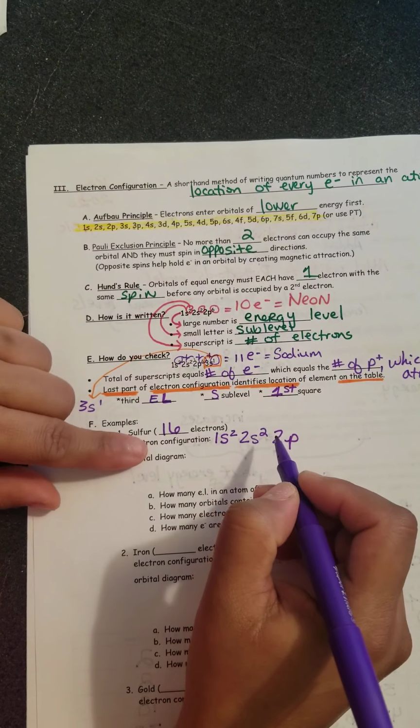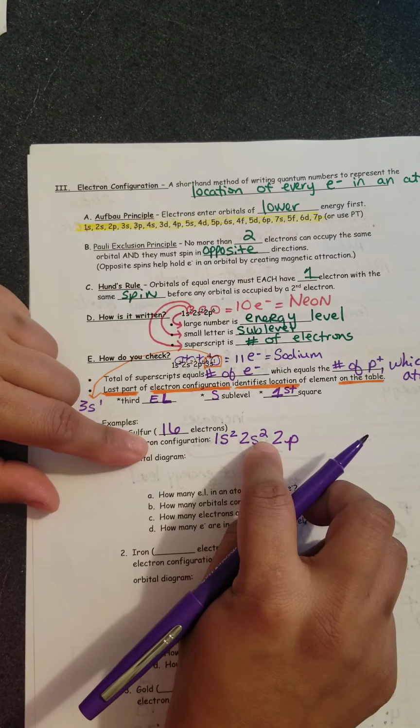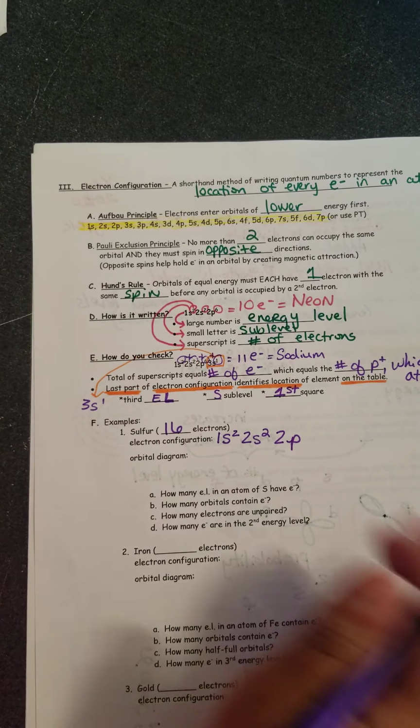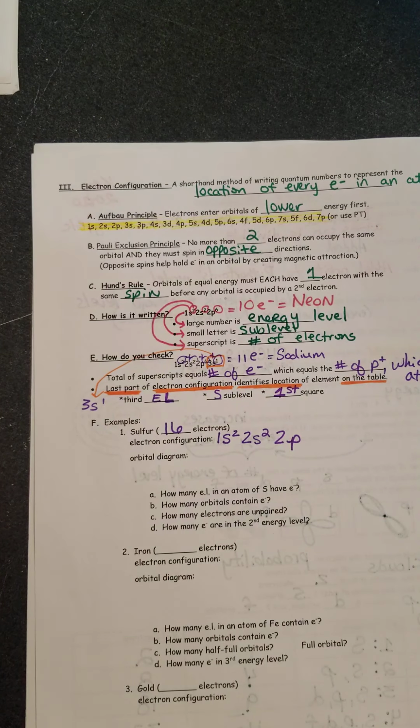Okay, now we have 16 electrons. So far we've used 4. So we have 12 electrons left that we can use. Okay.